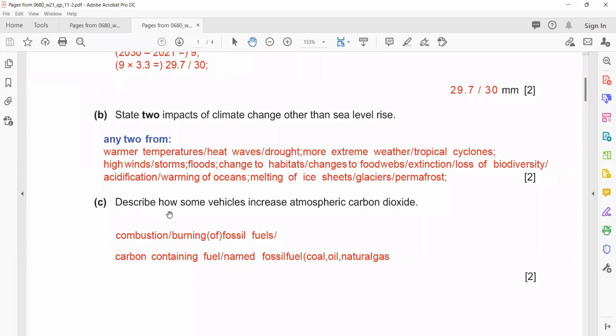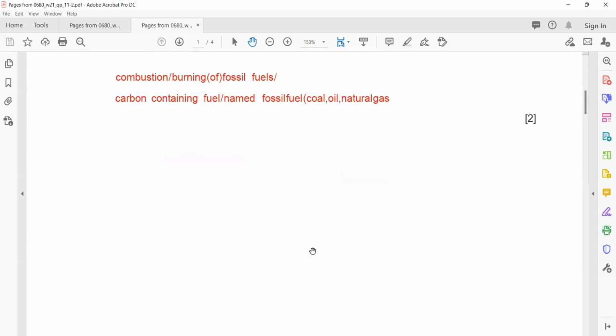Then next, describe how some vehicles increase atmospheric carbon dioxide. Yes, because you are burning what? Combustion. We are burning the fossil fuels. Which fossil fuels? Coal, natural gas. When you burn them, carbon dioxide is produced, and that is increasing the atmospheric carbon dioxide.